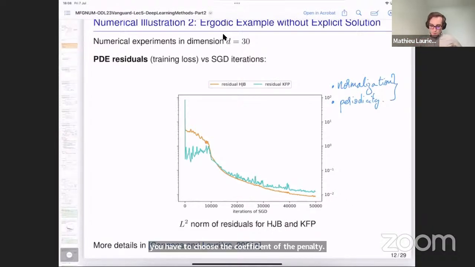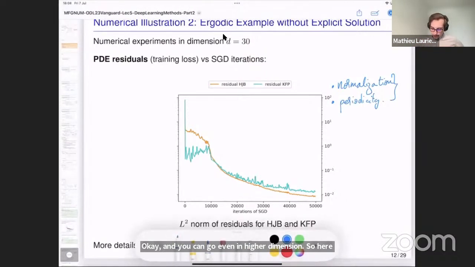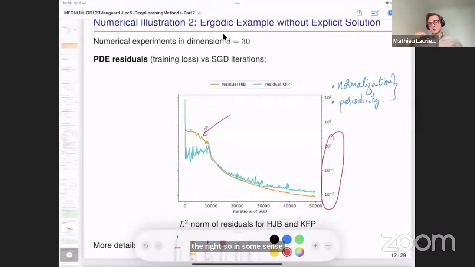Okay, and you can go even in higher dimensions. So here you see, for example, the behavior of the residual for the HJB. So it's always going down, but sometimes slowly, sometimes quickly. Notice that this is a log scale on the right. So in some sense, if it's going fast in the low regime, it's actually very small changes, but it's hard to go to the solution when you are at a very low level of the error or of the residual.